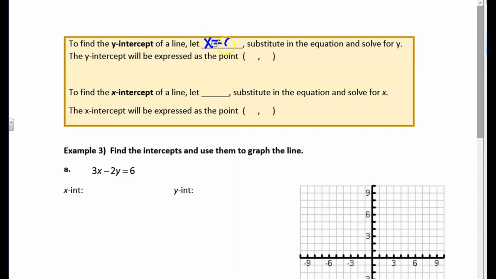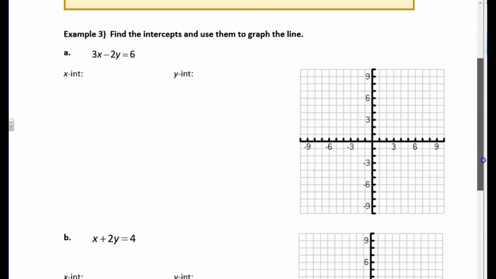So, moving right along, if we want to find the y-intercept, I am going to let x equal 0 and substitute in the equation and solve for y, and my y-intercept is always going to be at the point where x is 0 and y is b. We use b because of y equals mx plus b. B is always your y-intercept. To find the x-intercept, we're going to let y equal 0, and we're going to substitute in the equation and solve for x. My x-intercept, therefore, will always be at (a, 0). So let's see what this looks like in practice.